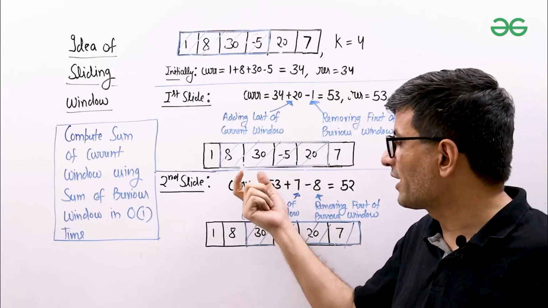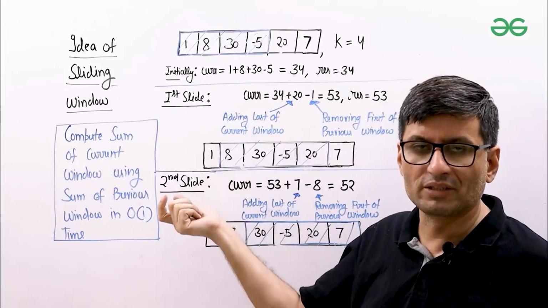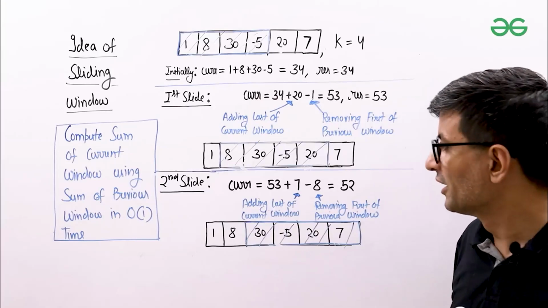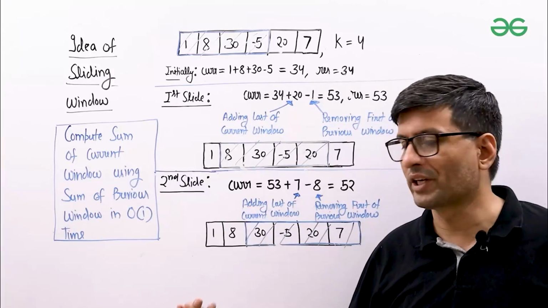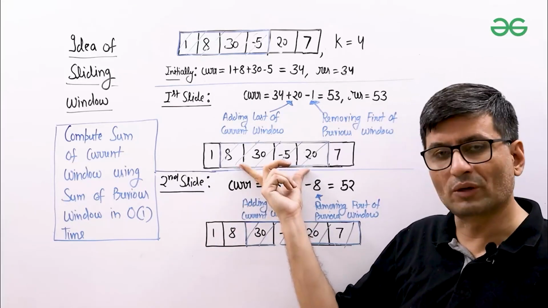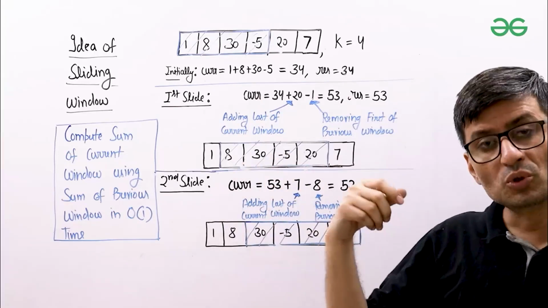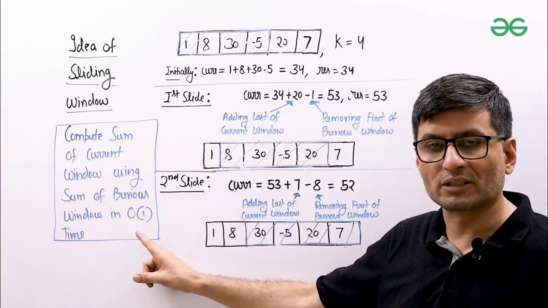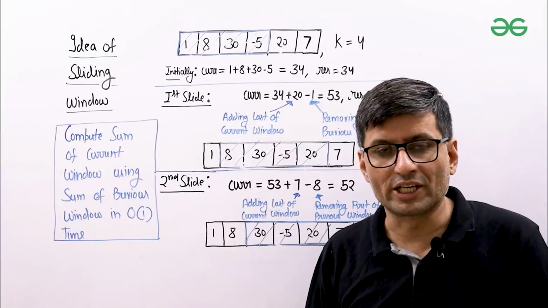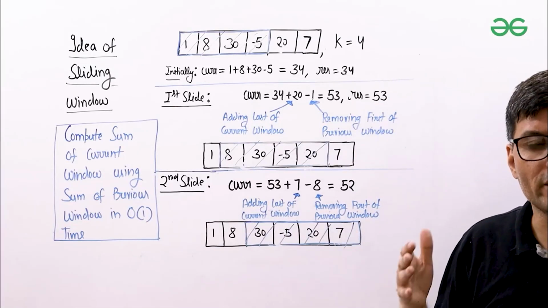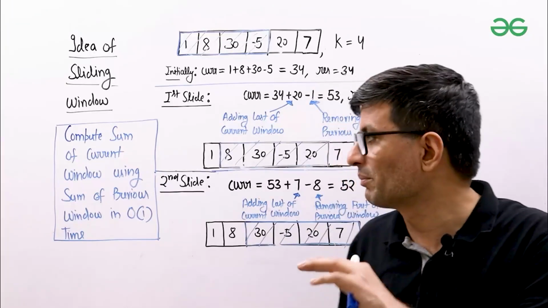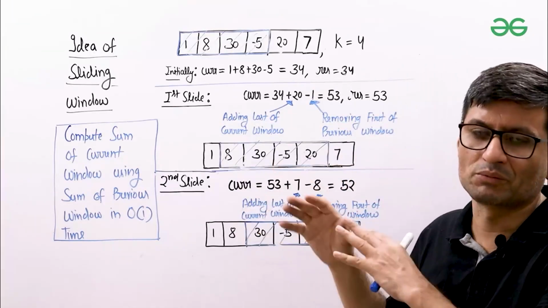You can do the product problem the same way. You can divide by the first element of the previous window and multiply by the last element of the current window, right? So there can be multiple problems where you can do computations for the current window using the computations done for the previous window in less than linear time. So that's the idea of window sliding. Now you have a complete idea about the approach. Please pause this video and try to write down the complete implementation of this maximum sum problem.